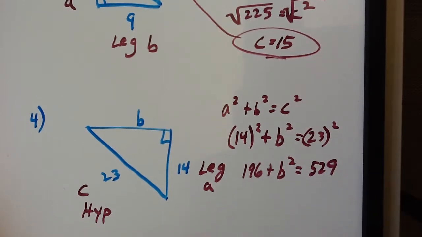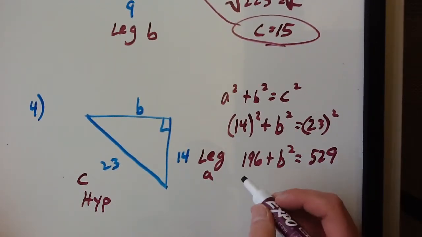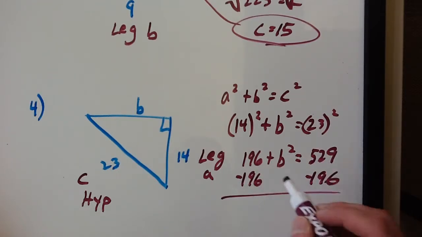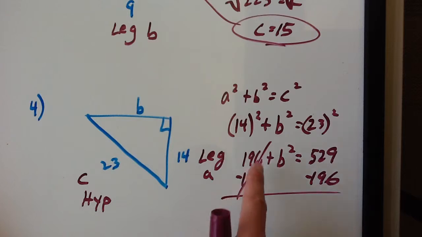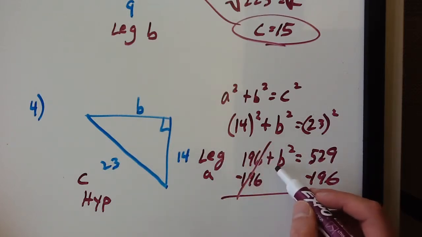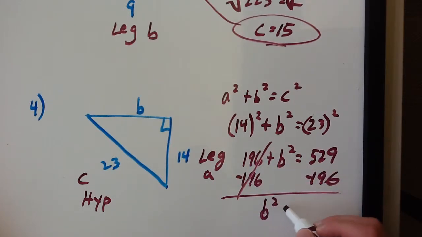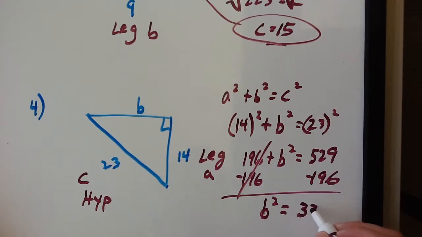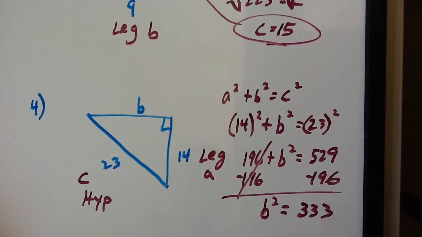Okay, just like we normally solve equations, I have to get b by itself, so I've got to move 196 to the other side by subtracting both sides by 196. When I do that, those 196s cancel. I'm only left with b squared on the left side. On the right side, 529 minus 196 is 333. So I have b squared equals 333.